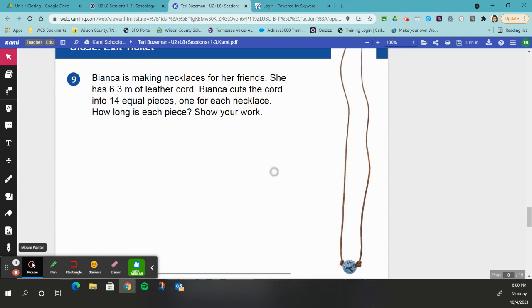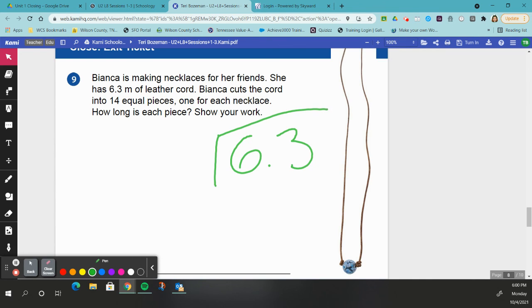Then we have number 9 here. Bianca is making necklaces for her friends. She has 6 3/10 meter of cord. Bianca cuts the cord into 14 equal pieces, 1 for each necklace. How long is each piece? Show your work. So we have a total amount of cord being cut, right? Getting smaller. So we're cutting it into 14 pieces. So we want to figure out how long each piece is by dividing. So you're going to divide here and get your quotient. And you're going to decide how long is each piece.